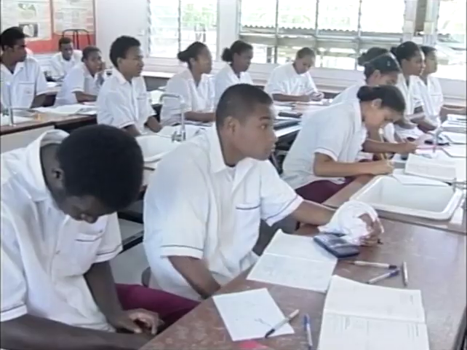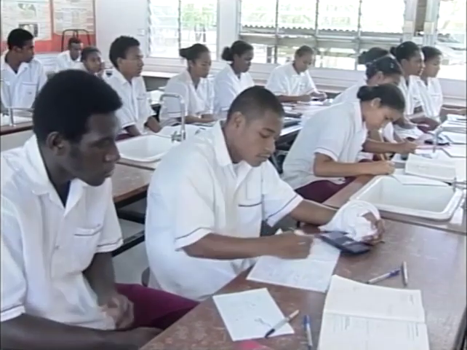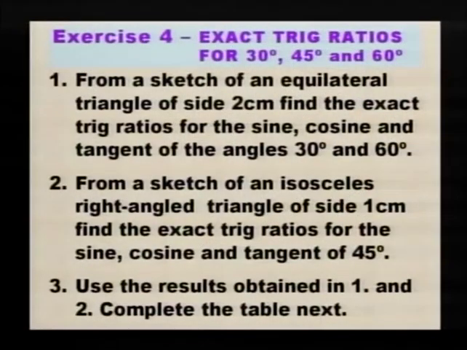Okay, now the next thing we are going to do, I want you to sketch an isosceles triangle, and it has to be an isosceles right angle triangle with sides 1 centimeter. Quick. Find the hypotenuse of the triangle, and then we'll look at sine, cos, and tangent of 45 degrees.